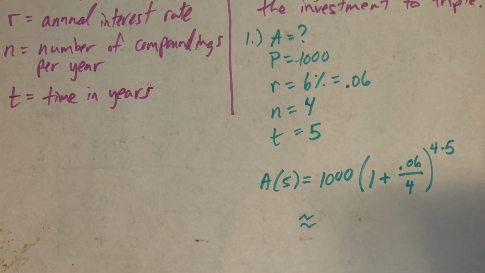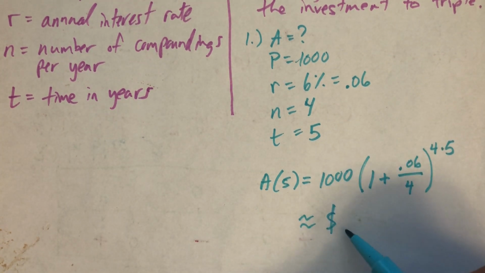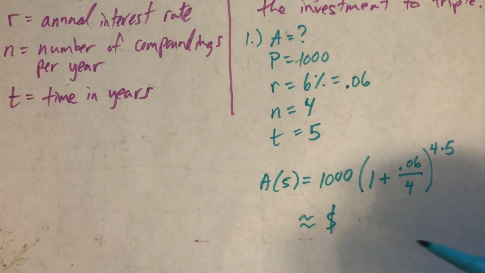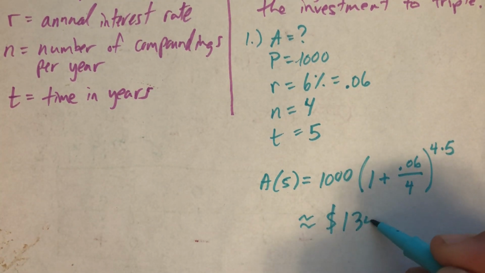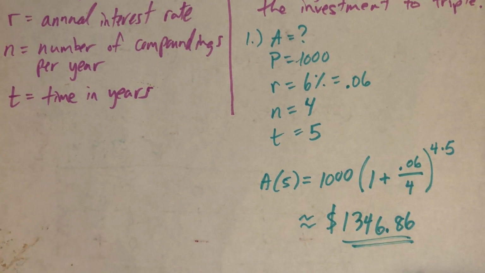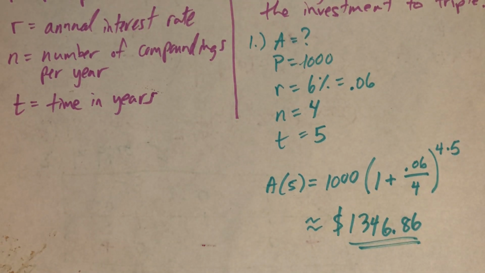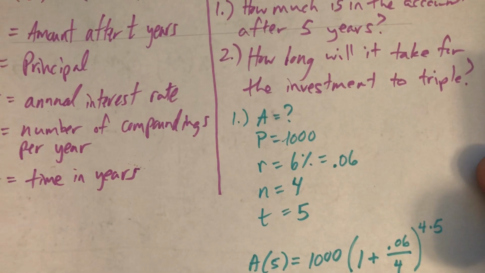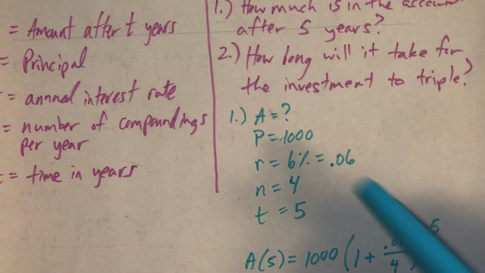All right, so I cranked that through the calculator, and we're going to round this to 2 decimal places because we're dealing with money. So 1,346.86, rounded to the nearest cent. Okay, so that's how much our investment is worth after 5 years. That is wonderful. And now we can attack the second part of this problem.